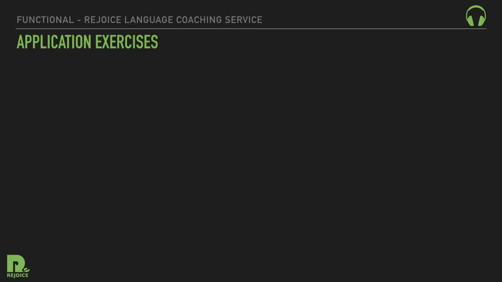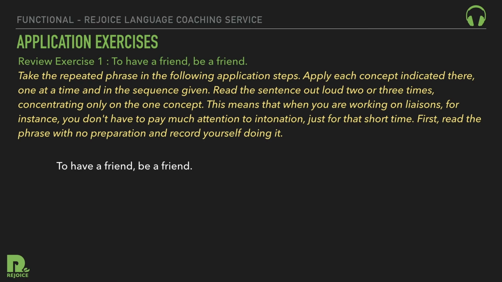Review Exercise 1. To have a friend, be a friend. Take the repeated phrase in the following application steps. Apply each concept indicated there, one at a time, and in the sequence given. Read the sentence out loud 2 or 3 times, concentrating only on the one concept. This means that when you're working on liaisons, for instance, you don't have to pay much attention to intonation, just for that short time. First, read the phrase with no preparation and record yourself doing it.